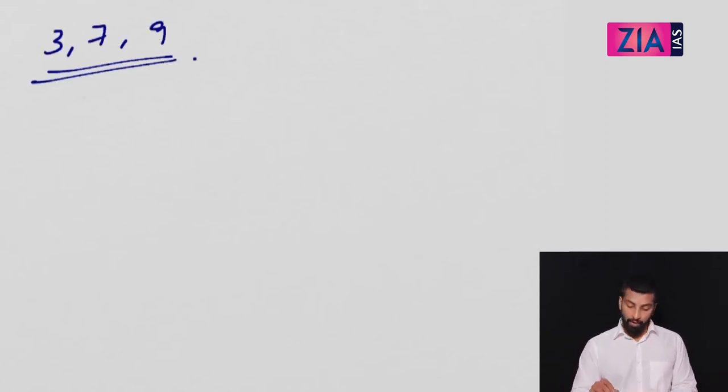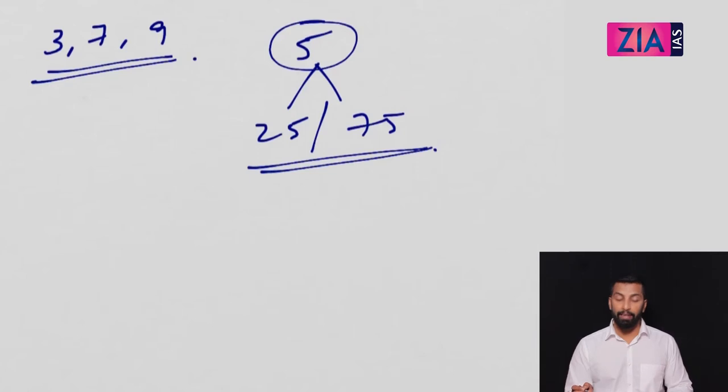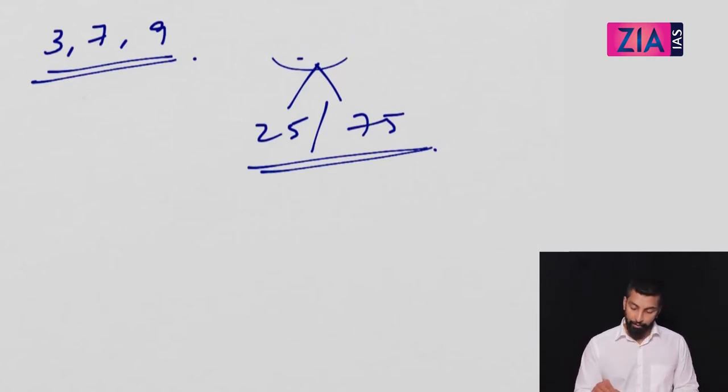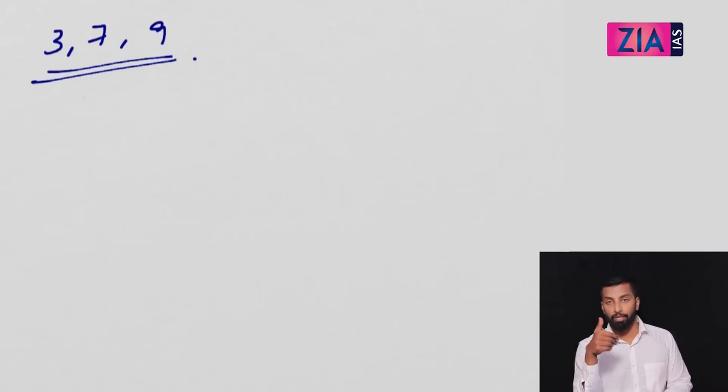Okay. In odd numbers, one is 5. So for 5 there are only 2 possibilities: 25 or 75. We'll discuss this later. Now let's look at 375. The method is very easy. We are going to extend the method that we have learned in case of 1.